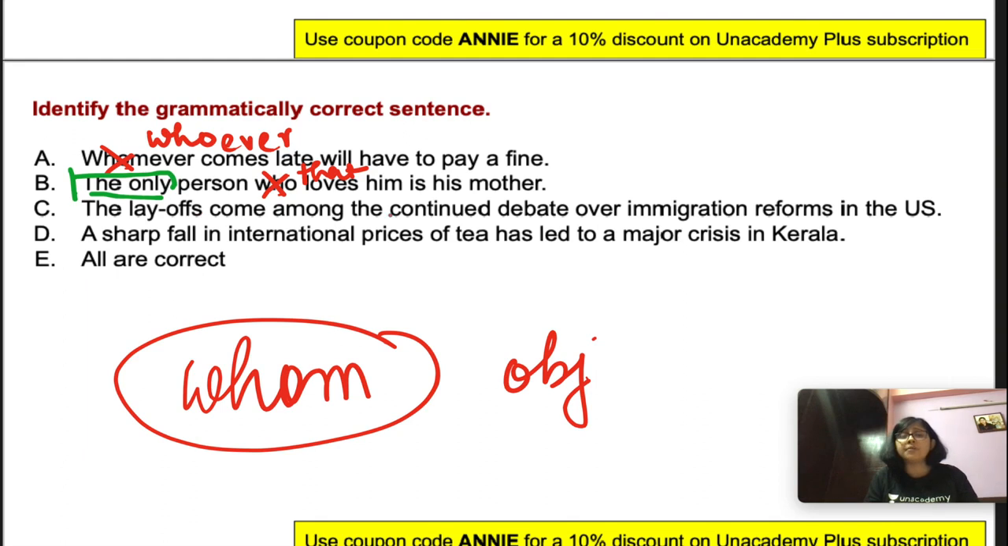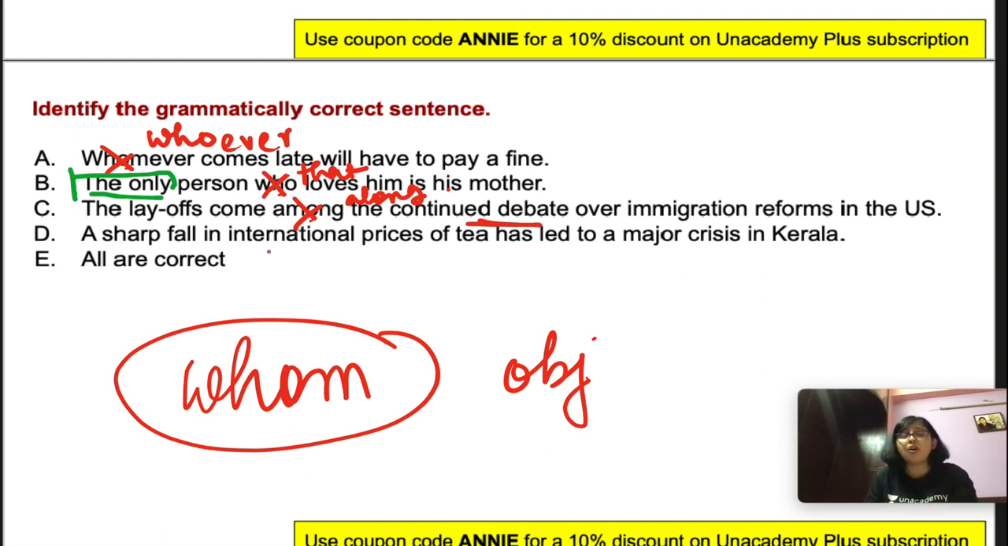The layoffs come among the continued debate over immigration reforms in the US. So layoffs come among the. Among is incorrect over here. The layoffs come along the continued debate. So there is a continued debate. Along with that debate, the layoffs have come along the continued debate over immigration reforms in the US, or the layoffs have come because of the debate.